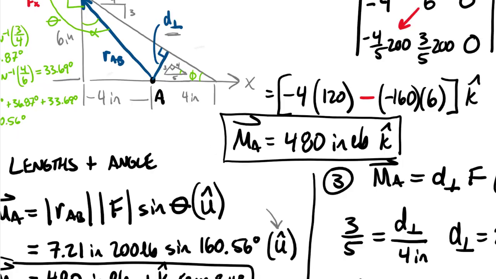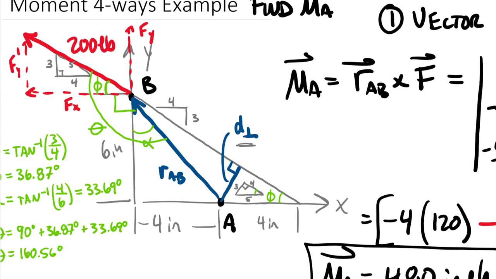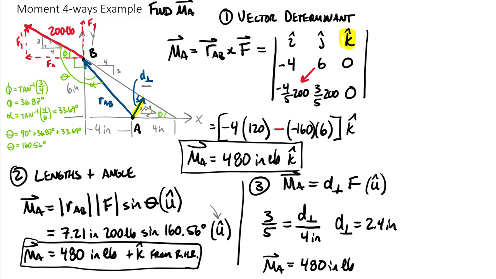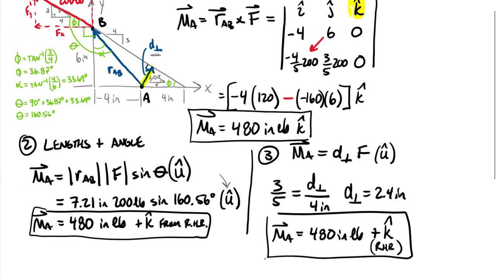Now in this one, you could look at this perpendicular D. Instead of focusing on your r_AB, you could focus on crossing the yellow one here into that force along its line of action. So these are perpendicular. And so using the three-finger right-hand rule, or once again, slide your fingers, start at A, point them along D perpendicular up in this direction here, and then curl them into that force, and your thumb should come out of the screen. And so that gives us a positive k-hat, once again from the right-hand rule. All right, so there is technique number 3, also with the same answer, 480 inch pounds in the positive k-hat.